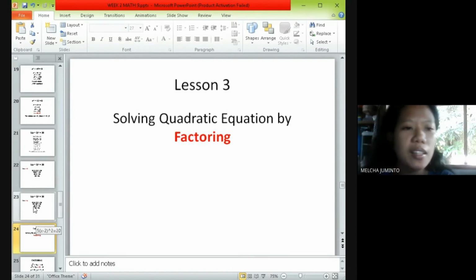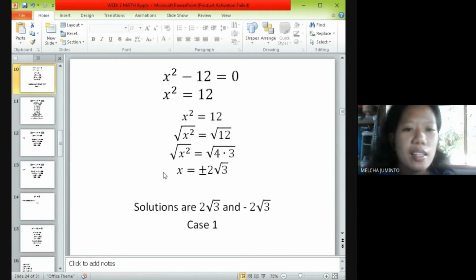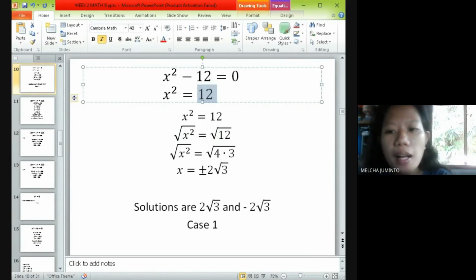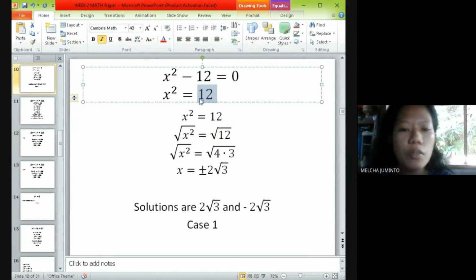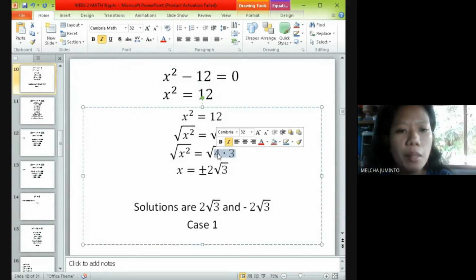Halimbawa, yung kanina, kapag ang k is 12, pero ang 12 hindi perfect square, kailangan mo hanapin yung dalawang numbers na kapag multiply mo, 12, isa doon perfect square. Ang 12 is 4 times 3. Ang 4 perfect square, pwede mo siyang ilabas.